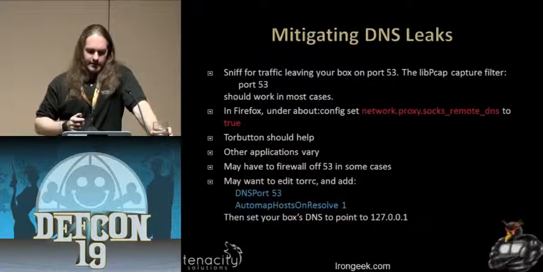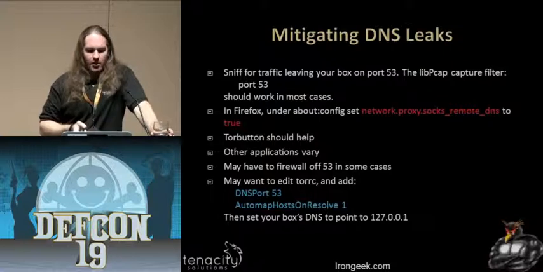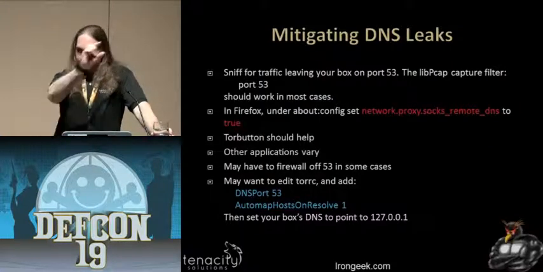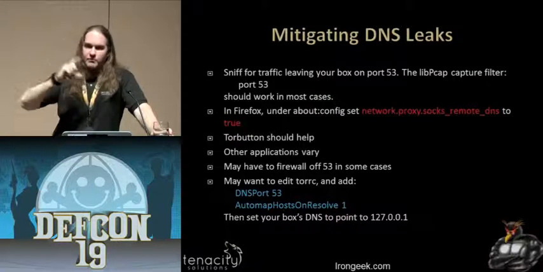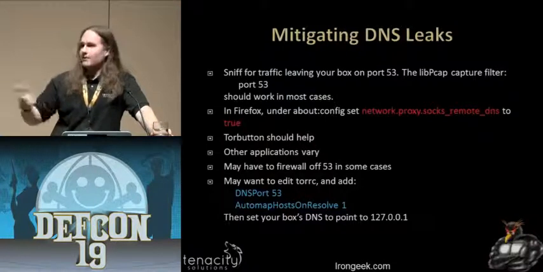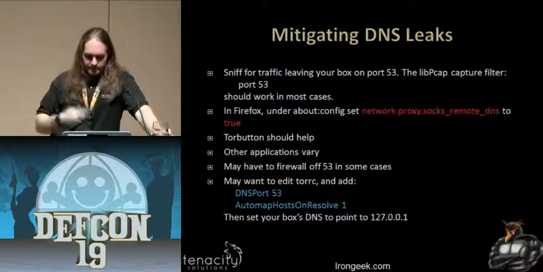Another option out there is inside of Tor, you can edit the RC file, and there's a setting called DNSPort. You just set DNSPort 53, and your local machine will now have a DNS server on it, and you can set your machine to use that as its DNS server in your IP settings, so that hopefully that would totally mitigate the problem of people being able to see your DNS traffic and figuring out where you're surfing.